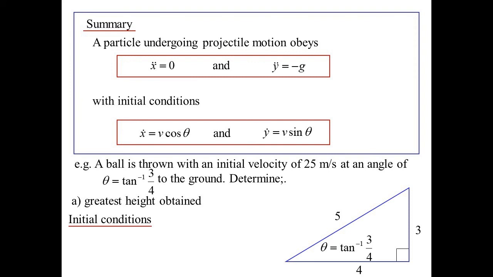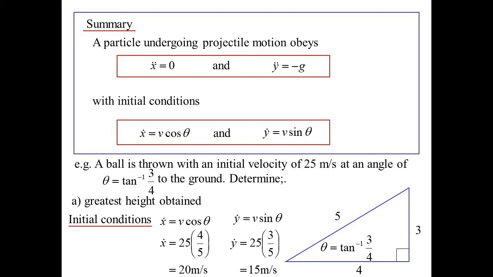So my initial conditions, okay. I know it's v cos theta. I've drawn myself up a triangle there because I'm not really interested in what theta is. I'm interested in what cos theta is. So reading off my triangle, cos theta is 4/5. So horizontally we've got 20 meters per second. Vertically, v sin theta will end up with 15 meters per second. So we've got some initial conditions there.